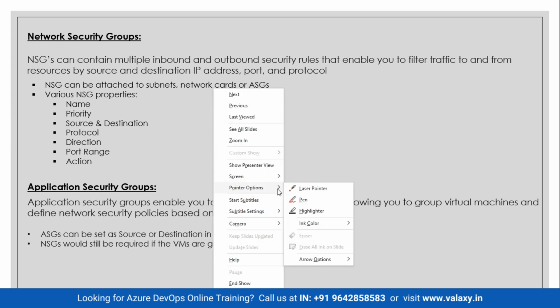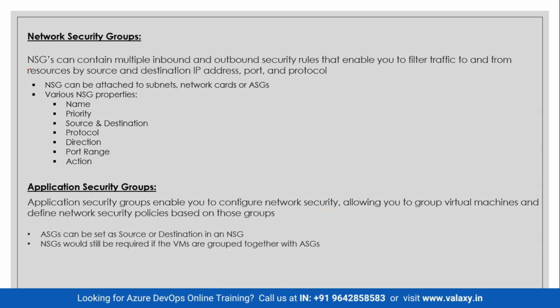NSG basically is what? Let's understand that. An NSG can contain multiple inbound and outbound security rules that enable you to filter traffic. We just saw how we filter traffic to and from resources by source and destination, IP address, port, and protocol. NSG has various properties. We saw name, priority, source, destination, protocol, direction. If you want to have a port range, even that is possible, and action. What do you want? Allow or deny.